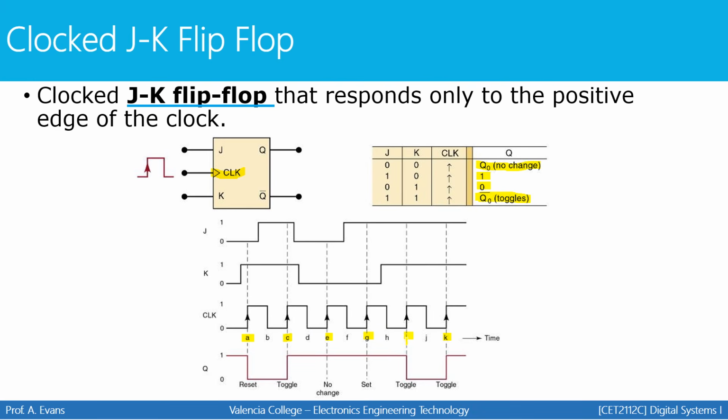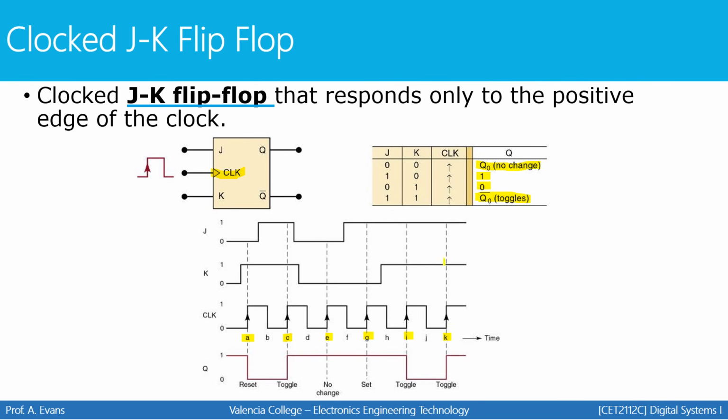At point I, that's the next clock transition that's important. We can see that J and K are both 1. At that point, we can see that the output will toggle, because according to the truth table, if J and K are both 1, there will be a toggle.